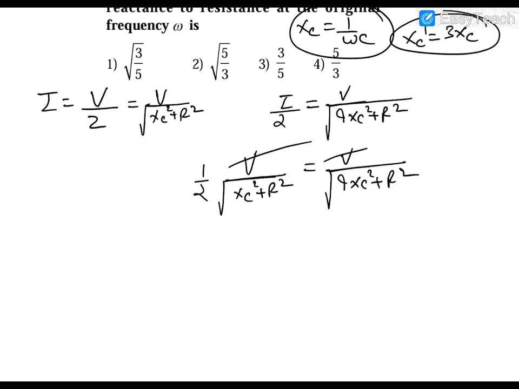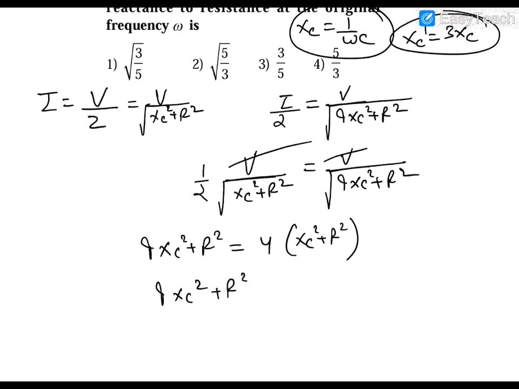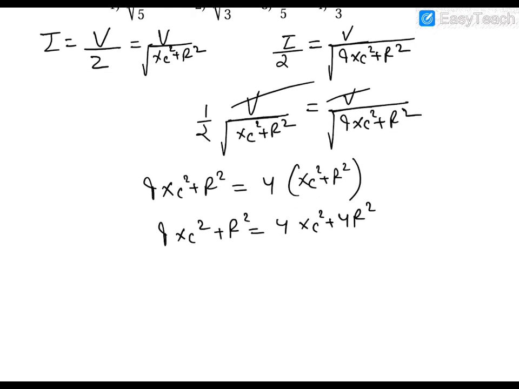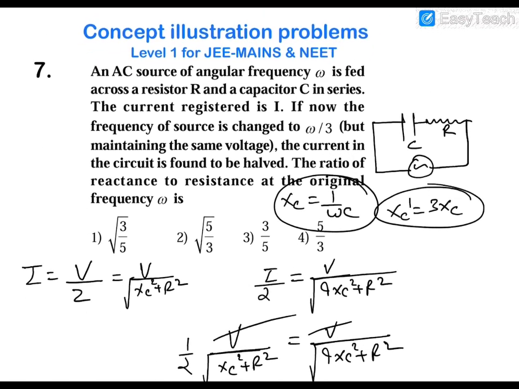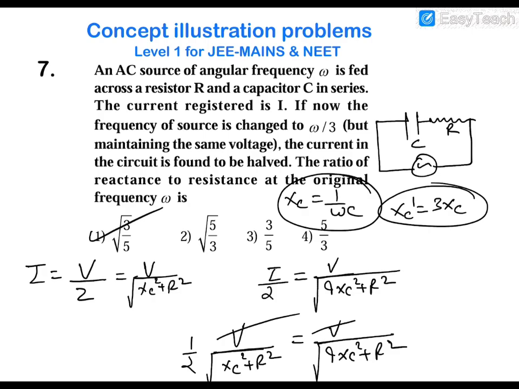Cancelling V with V, you can see that if we square both the terms, then 9 XC square plus R square will be equal to 4 XC square plus 4 R square. Therefore 5 XC square will be equal to 3 R square, and XC upon R will be equal to under root of 3 upon 5. So the correct answer will be option number 1.